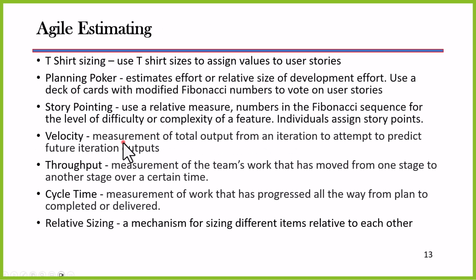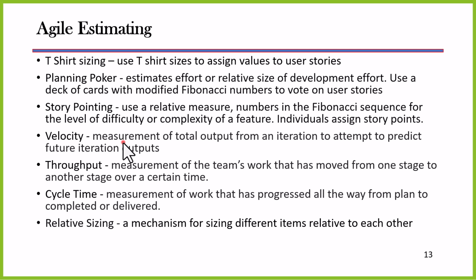Now, the tools that we use in Agile are things like t-shirt sizing. It's a relative sizing method. So we compare using extra large, large, medium, small, extra small, and so forth. And we will basically establish relative sizes of one story to another story. That's what we're doing here in this.